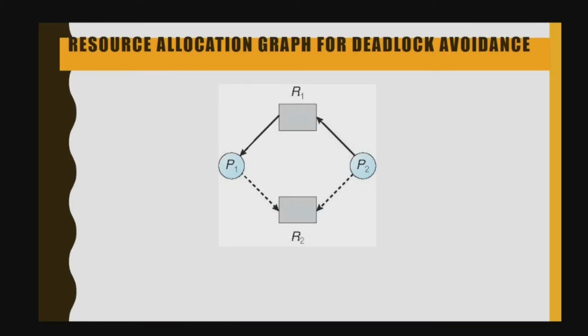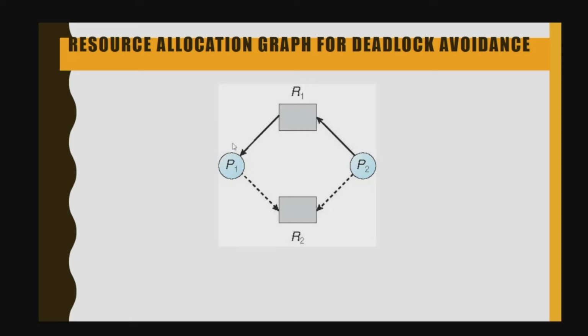Okay, look at this graph. This is a resource allocation graph for deadlock avoidance. We have the claim edge here. We have resource 1 and resource 2. In this case, we assume that we only have a single instance of each. Resource 1 is held by process 1, and process 2 uses resource 1.